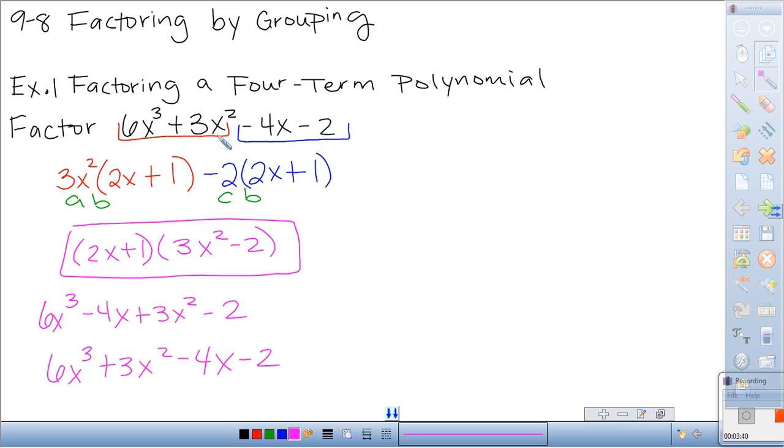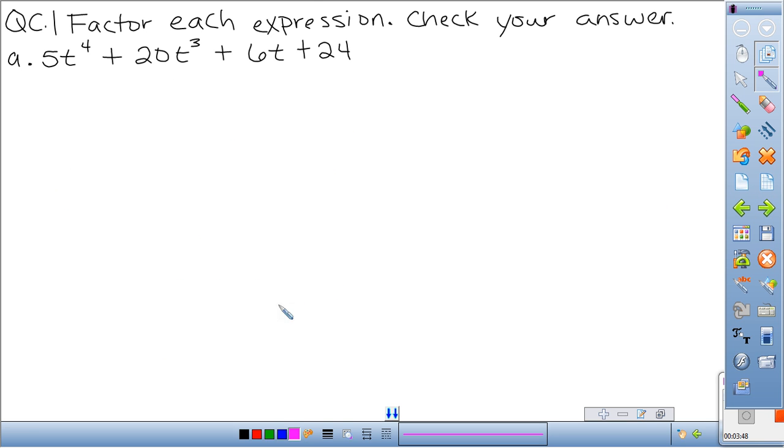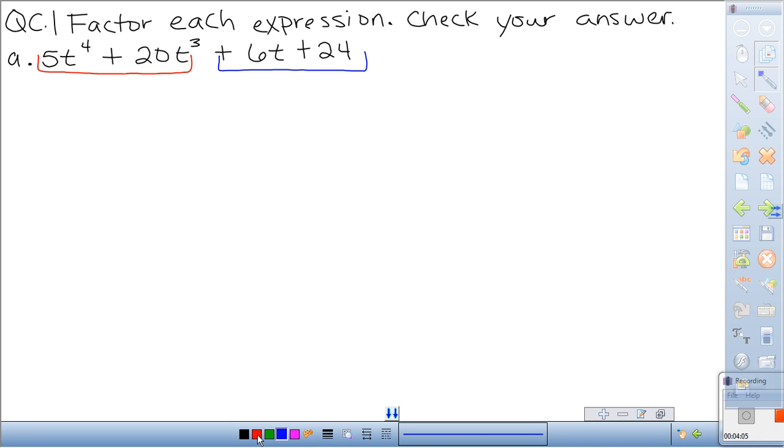I know this is a totally new concept, so let's try another one. Looking at quick check 1A, they want us to factor and then check our answer, which is what we just did. So again, since we have 4 terms, the only method we know to use is to factor by grouping. So you group your first 2 terms together, and then you group your last 2 terms together. And in our first 2 terms, I see the GCF of my first 2 terms is 5t cubed.